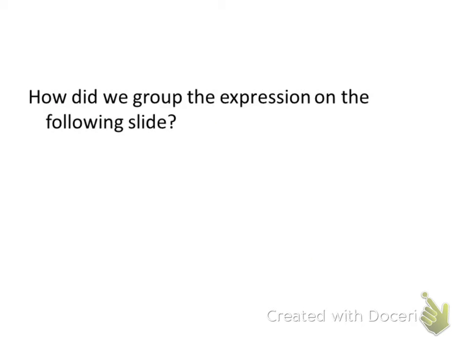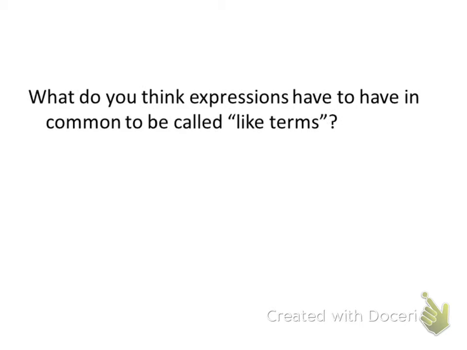Can anyone describe how we grouped them? How did we group those? We were looking at two things: the exponents and the variables. Good. That is exactly what we're talking about when we say like terms. So what do you think the expressions have to have in common to be like terms? Two things.